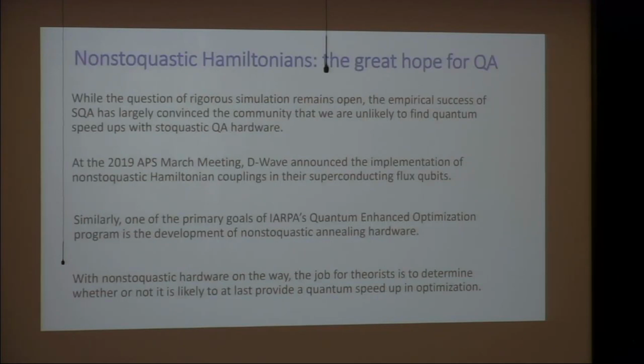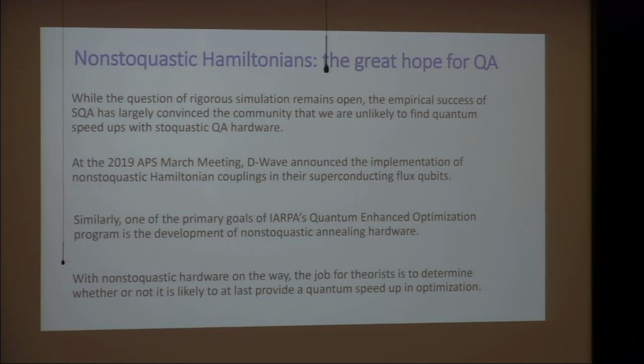So that brings us to non-stochastic Hamiltonians, which at this point are the great hope for quantum annealing. And while this question of rigorous simulation of stochastic Hamiltonians remains open, the empirical success of SQA has largely convinced the community, all but the most diehard theorists that demand a rigorous proof, but most of the community isn't that demanding, and they are convinced that we are unlikely to find quantum speedups with stochastic quantum annealing hardware.